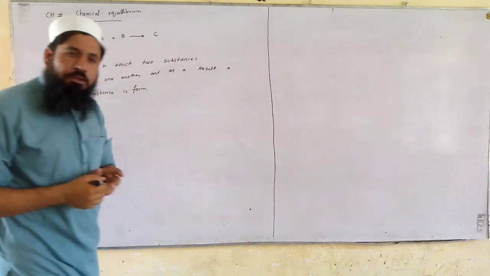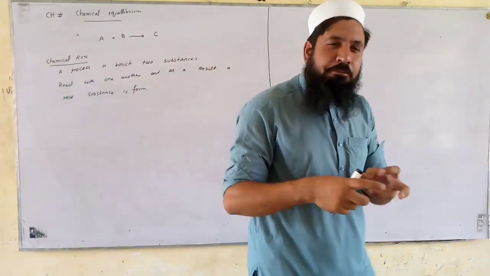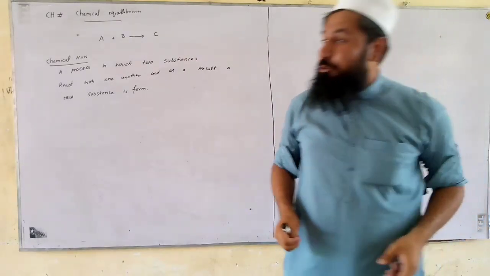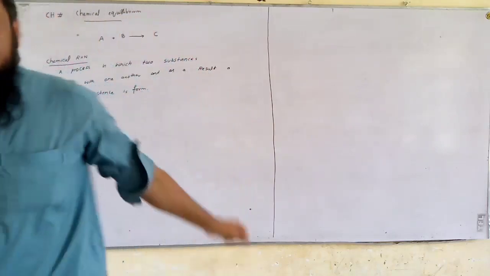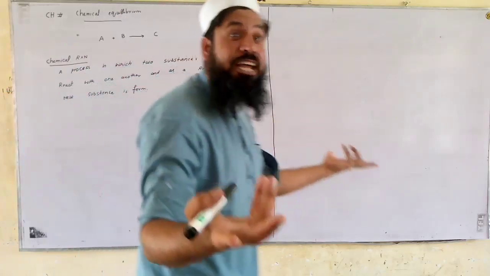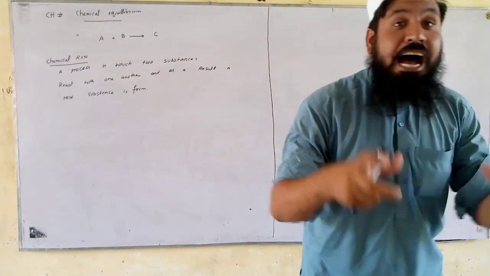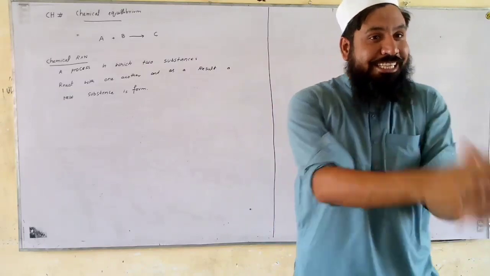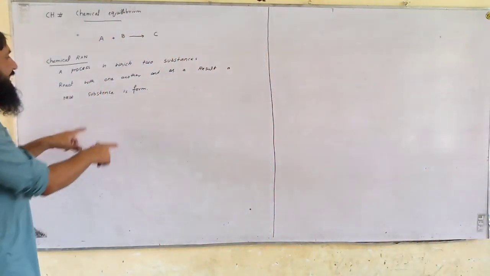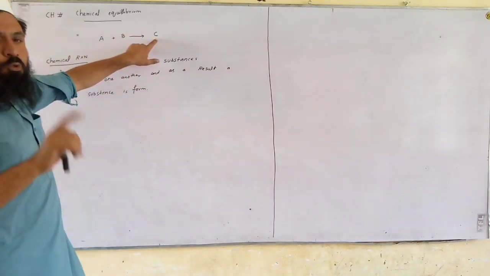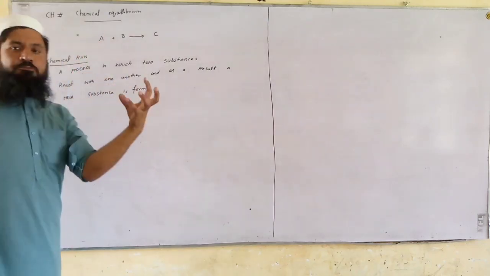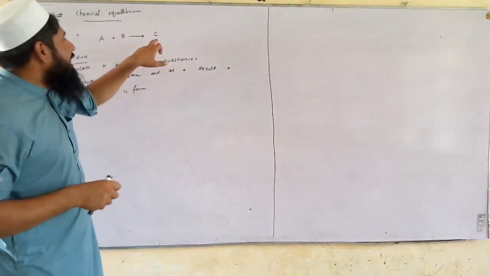You know, when A reacts with B, why is a new substance formed? Because during a chemical reaction, a chemical change occurs, and due to that chemical change, a new substance is formed. We have A and B, and when we react A and B, we get C.